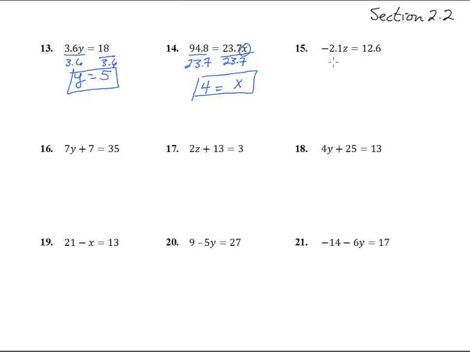Number 15, negative 2.1z equals 12.6. We're going to divide by a negative 2.1, divide by a negative 2.1, and we get z equals negative 6.